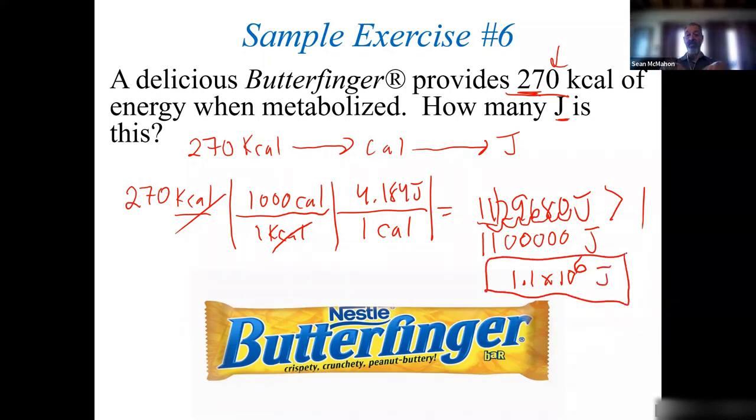So that's actually a lot of joules, right? What is that? That's 1.1 million joules to burn that Butterfinger off. That's a decent amount, right? Because it's 4.184 joules to raise 1 gram of water. And I know a gram's small, but 1 gram of water, just 1 degree Celsius to heat it up. So that's a lot of joules, right? Magnitude wise.